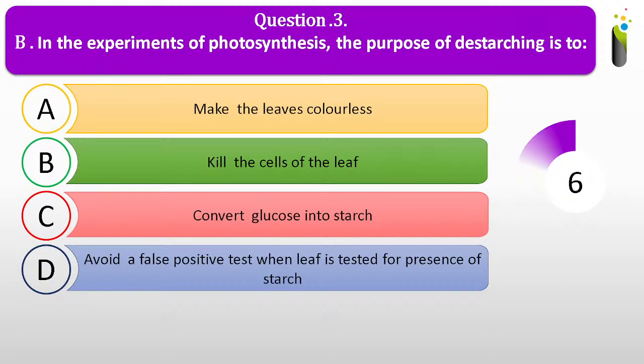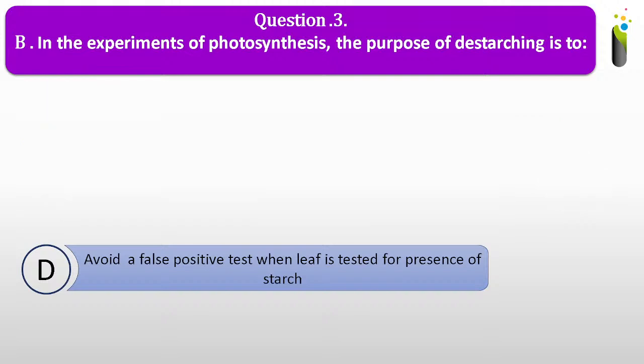And the correct answer for this question is to avoid a false positive test when the leaf is tested for presence of starch. This is the reason or purpose of de-starching in the experiments of photosynthesis.